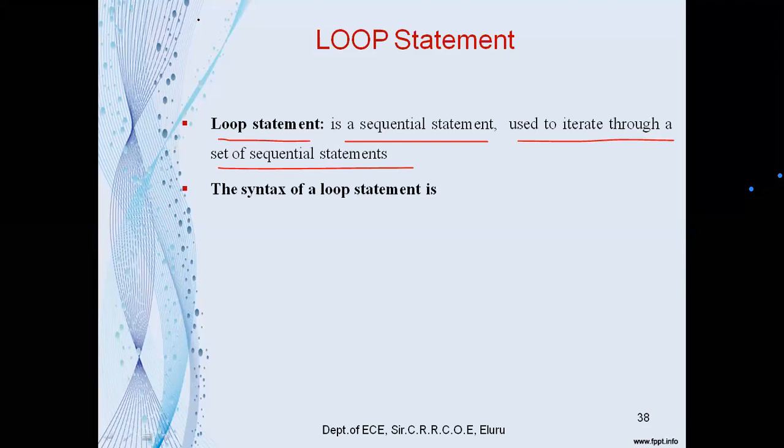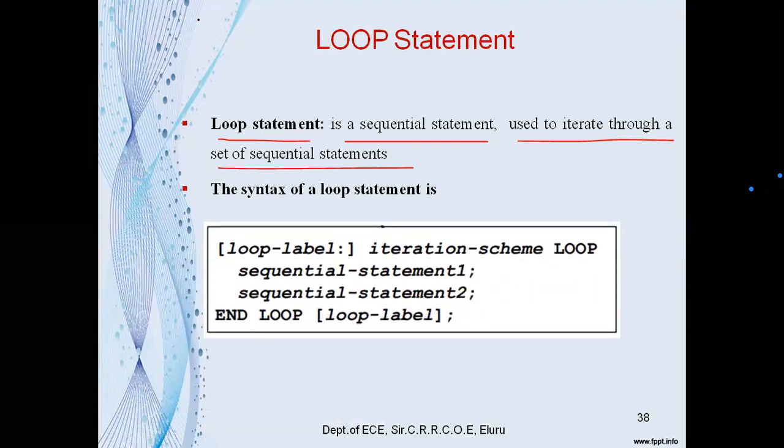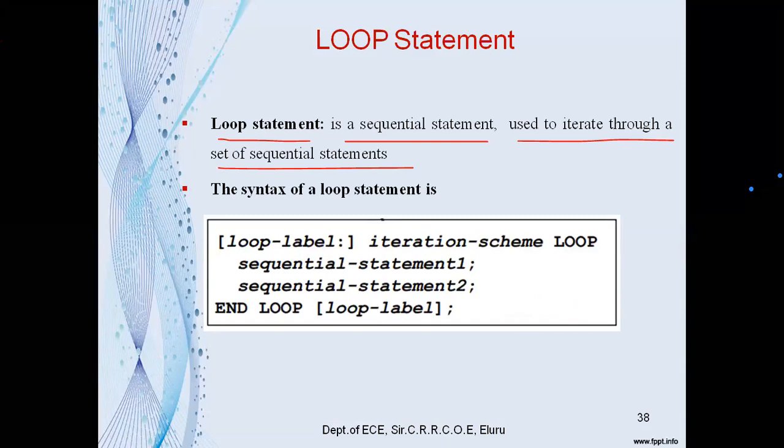And the general form of the loop statement. So here you can see the syntax of the loop statement. See here, it has a loop label. It is optional. A user can define it if he wants. Otherwise, let it be. And the syntax starts with the iteration scheme.